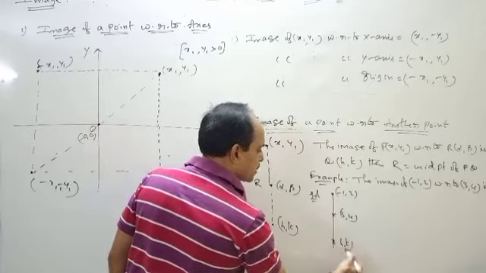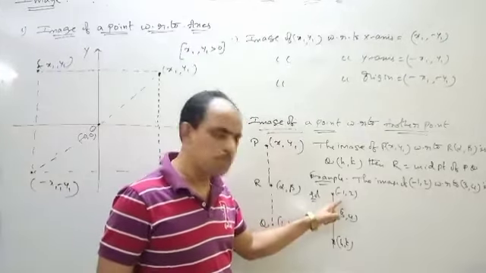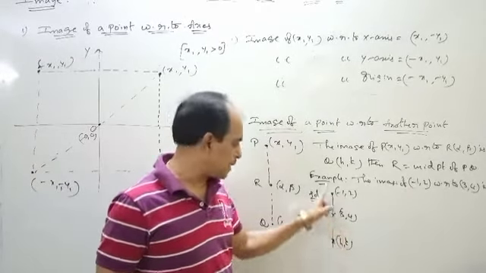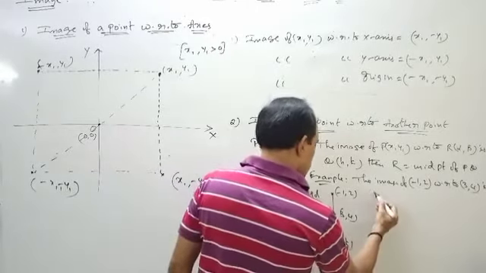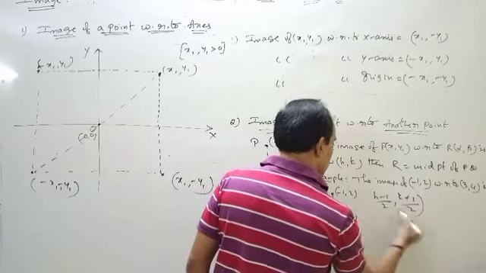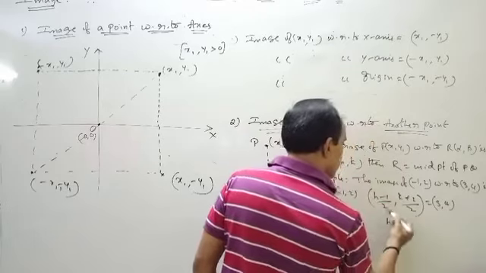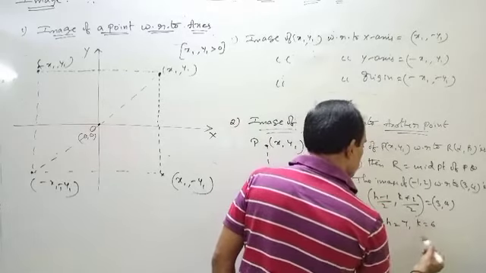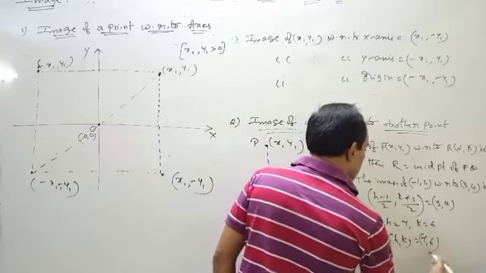Let the image be (h, k). We have to find the image of this point with respect to this point. So this point is the midpoint of these two. Now, using the midpoint formula, (h minus 1)/2 and so on, is equal to (3, 4). Now h is equal to 6 plus 1, which is 7, and k is equal to 8 minus 2, which is 6. So (h, k) is equal to (7, 6).